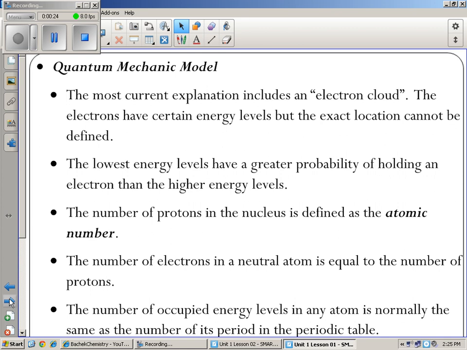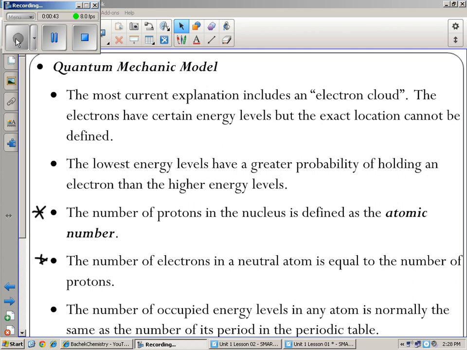And even this will just kind of explain to you the most current explanation of what an atom actually looks like. That's where we're going to start today: what atoms actually look like. So you do have some stuff to copy down here, so I'll let you do that real quick, and then we'll talk about the quantum mechanic model and other stuff we'll do with that.